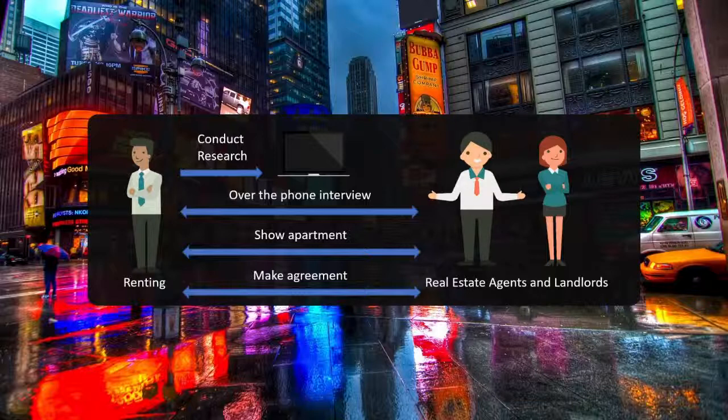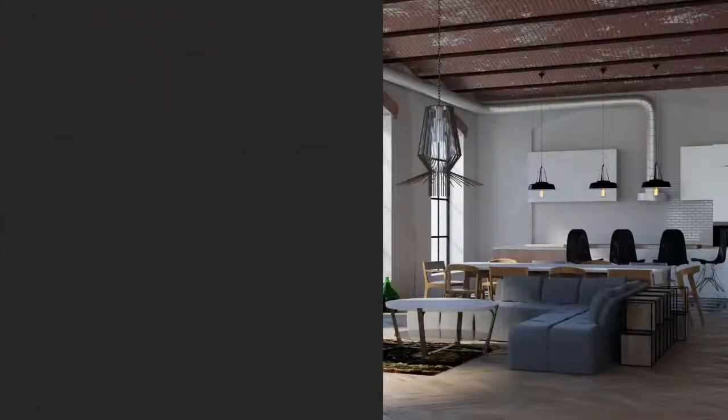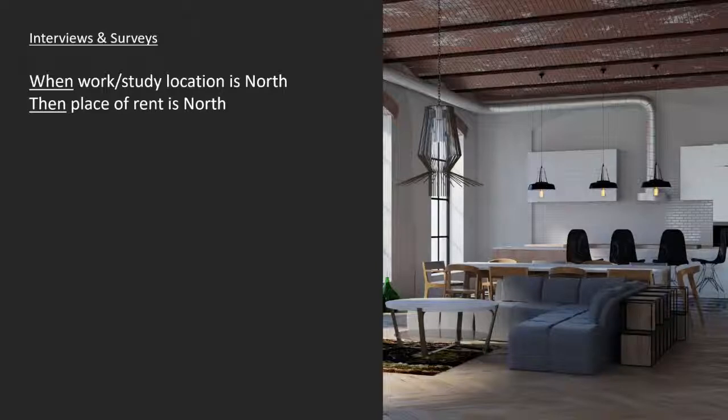Now, before we could go on to develop the system, we had to do a knowledge discovery first. So in order to discover more knowledge about this process, we had to conduct some interviews and surveys. Through our interviews and surveys, I'll give a quick overview of the knowledge that we have discovered. We found out that generally speaking, when the person who's looking to rent is studying or working in the North Zone, then generally the kind of rental listings they'll look at are also located in the North. This is for the convenience factor.